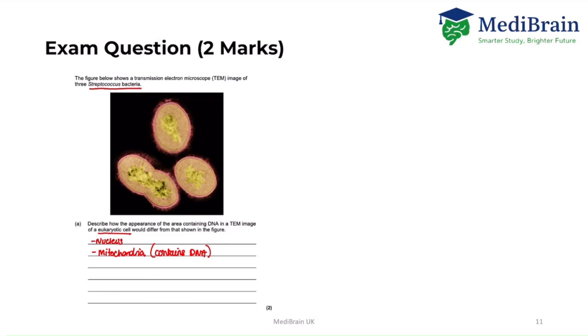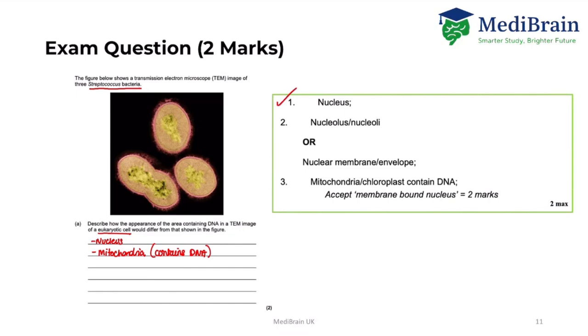Some bacteria can have mitochondria. However, the purpose of mitochondria in a eukaryotic cell is that it has that specific DNA which identifies the cell. So if we have a look at the mark scheme, we've got nucleus. You could have had nucleolus or nucleoli, which is literally inside the nucleus. But you could have also had mitochondria, chloroplast, which contains DNA.